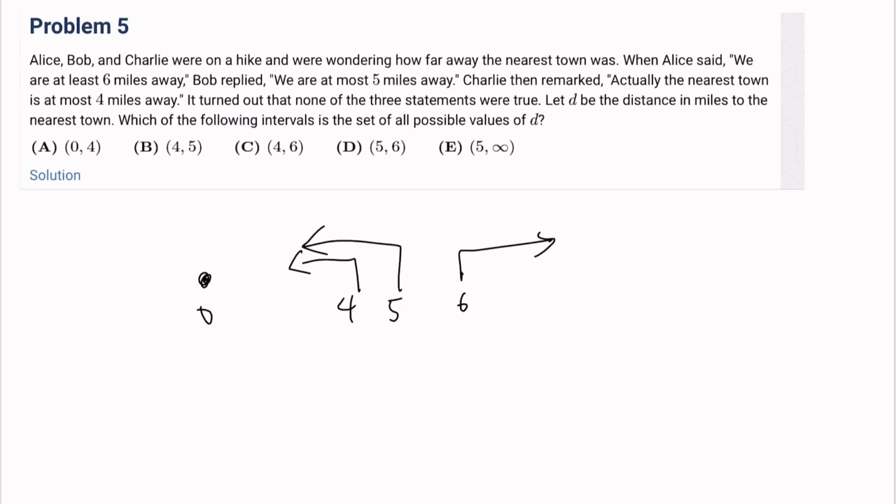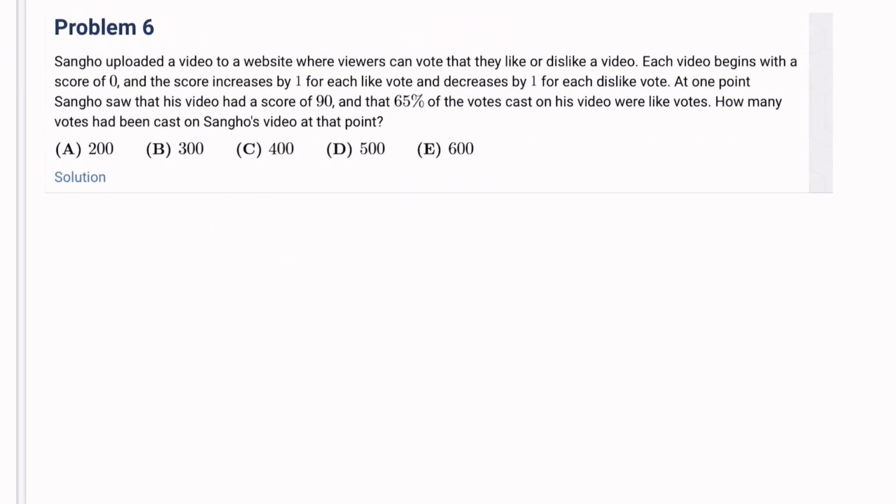And they're all wrong, right? So the actual nearest town will be somewhere between here and here, right? So it's between 5 and 6, it's 5,6, it's D.